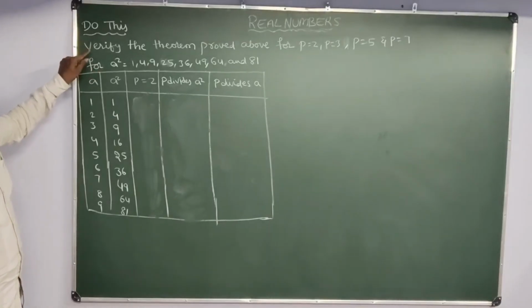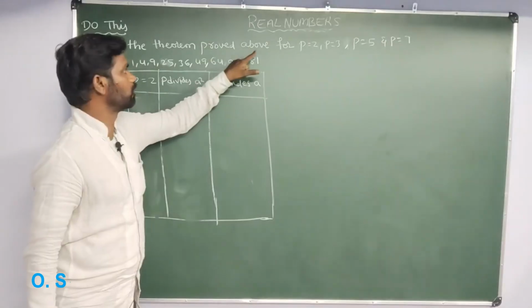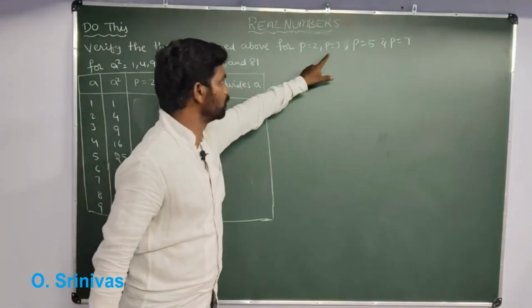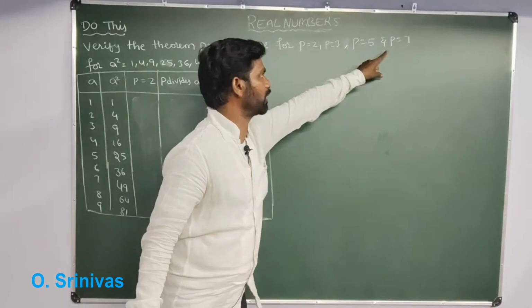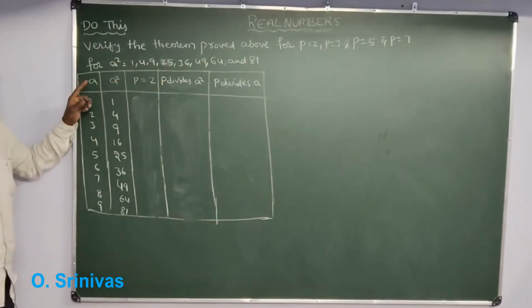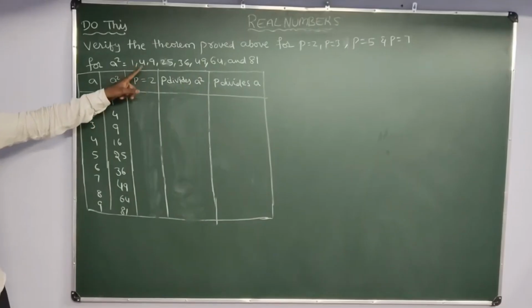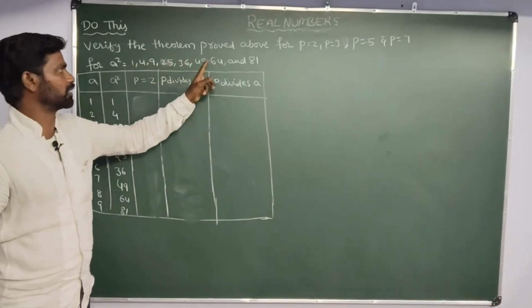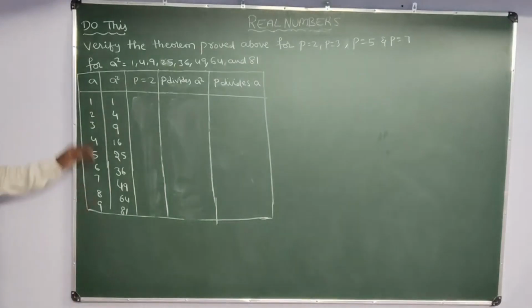Okay, next question. Verify the theorem proved above for p equal to 2, p equal to 3, p equal to 5, and p equal to 7, for a square equal to 1, 4, 9, 25, 36, 49, 64, and 81. Now we have to verify.